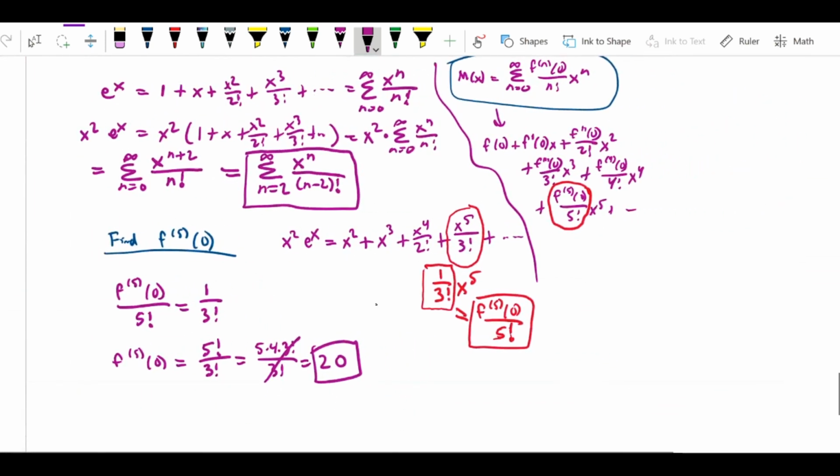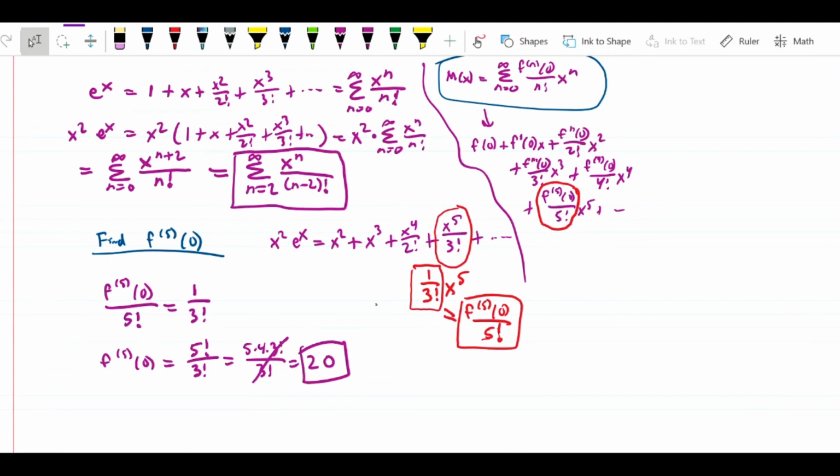So it wasn't necessary to differentiate this whole series 5 times. We were able to simply read the answer off of the coefficient of x to the fifth, by equating what we know has to be the coefficient of x to the fifth with the coefficient that we actually see in the series. We'll do another problem like that a little bit later.